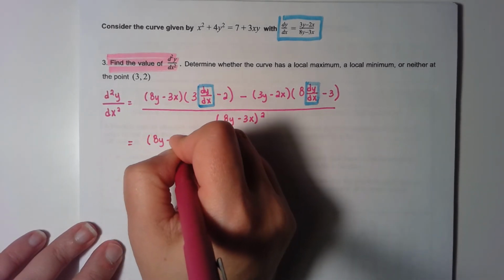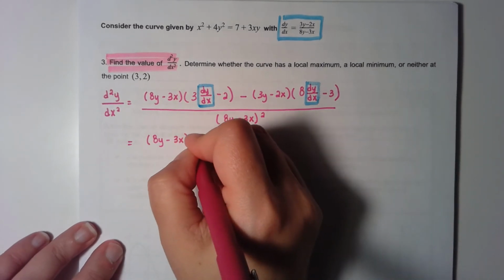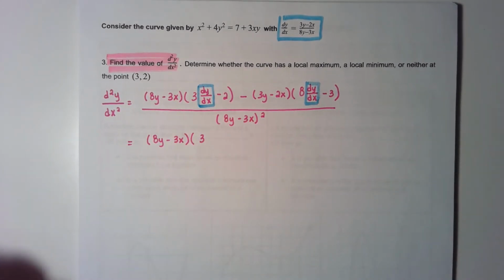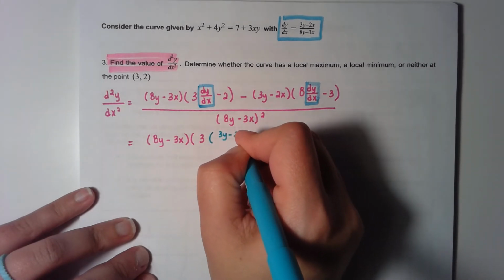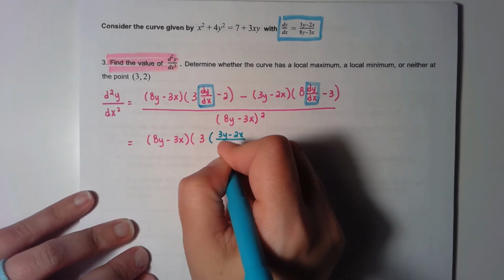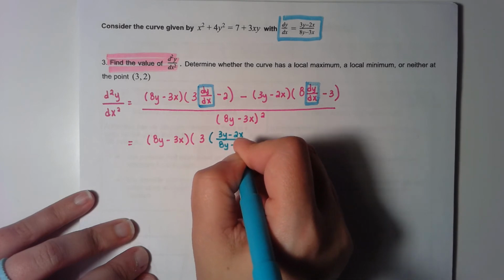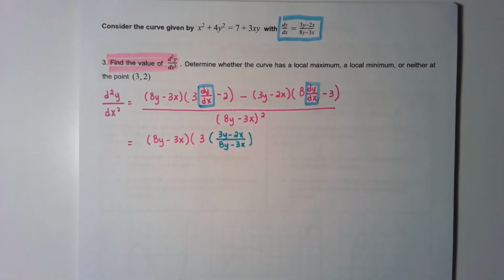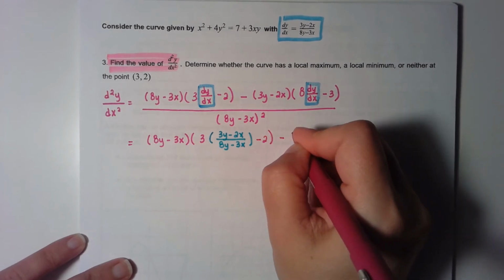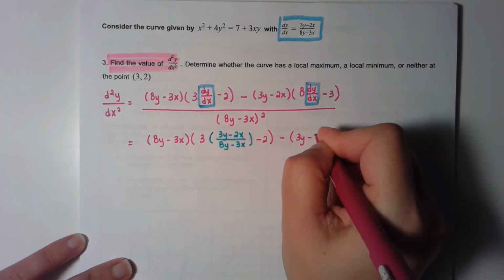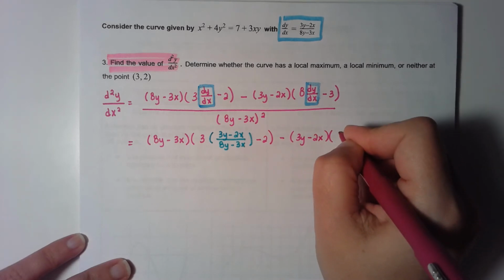I'm not going to simplify this, it doesn't say I need to write this in the most simple form, so I'm not going to bother. I'm going to have 3, and then I'm going to plug in the 3y minus 2x over 8y minus 3x. And again, I'm not simplifying. I'm just plugging in the values. Minus, and I'm going to have 3y minus 2x, parentheses 8.